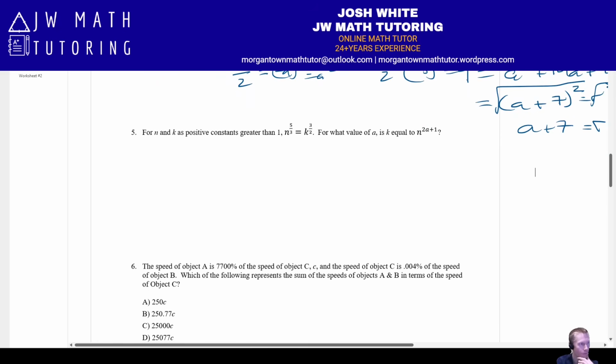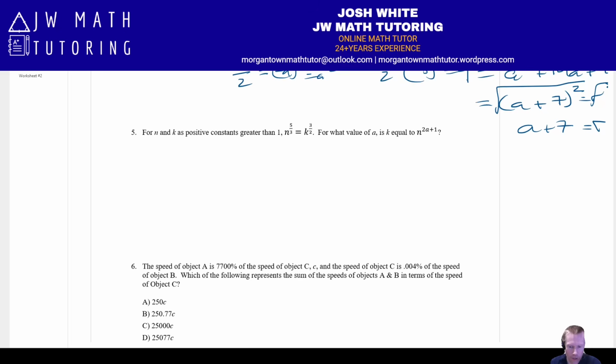All right, next up, we have question number 5. Here we have an equation with two constants, some rational exponents, and we want to know what value of a would make k equal to n to the 2a plus 1.